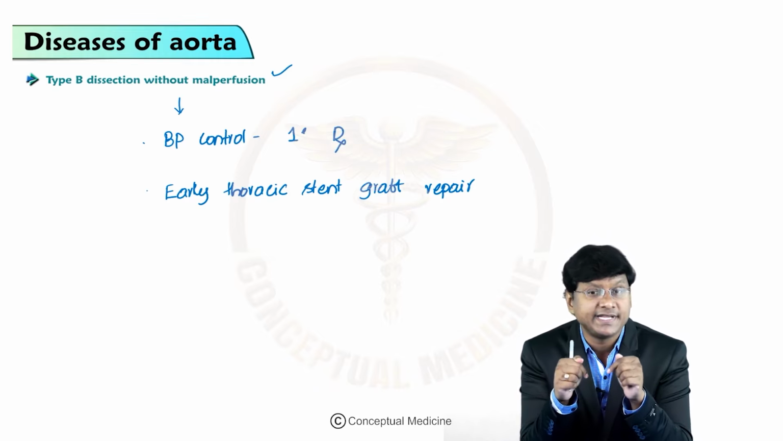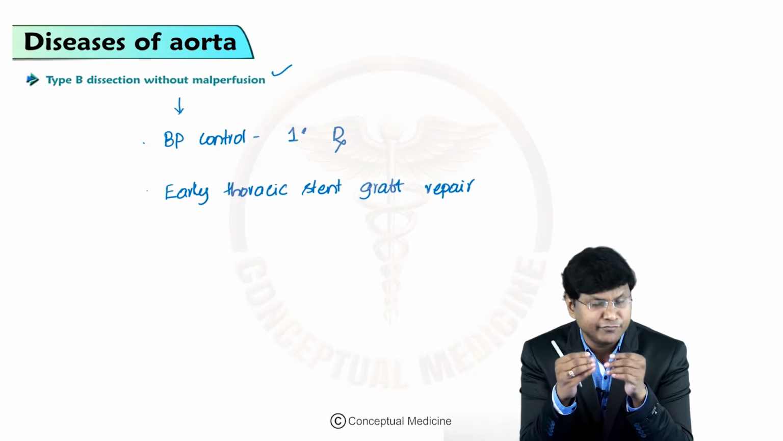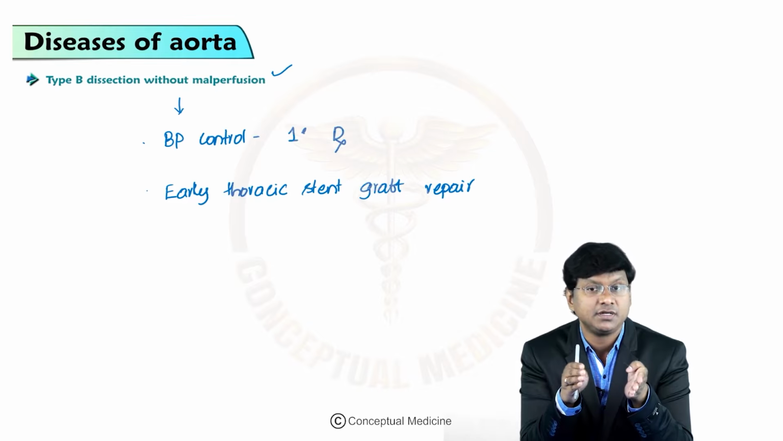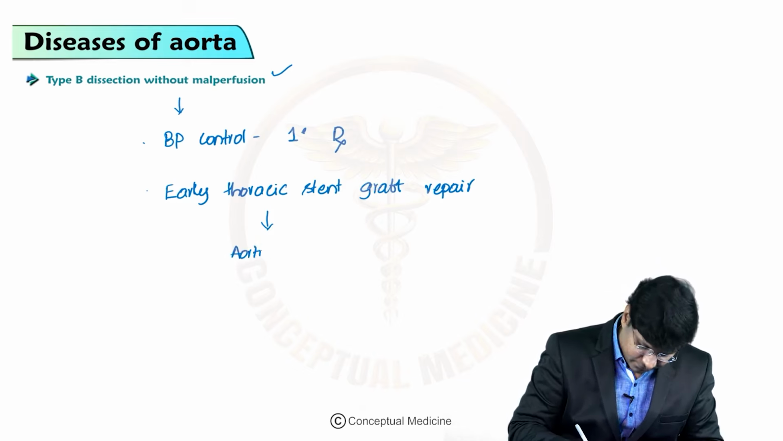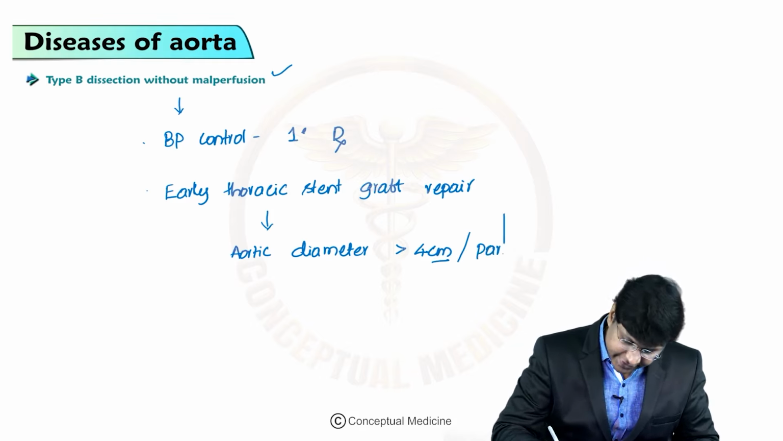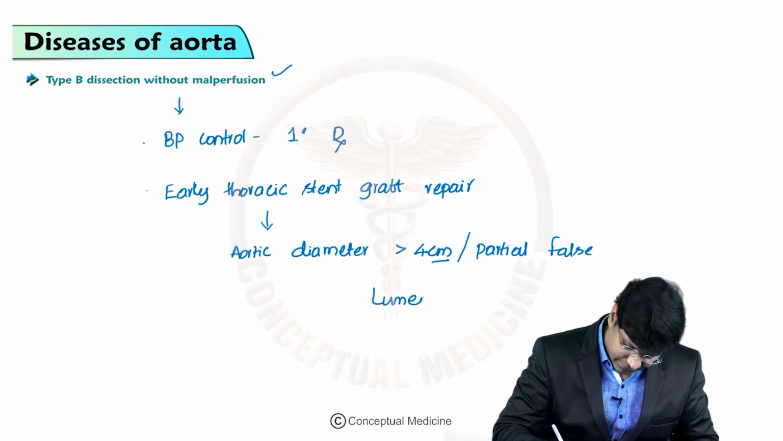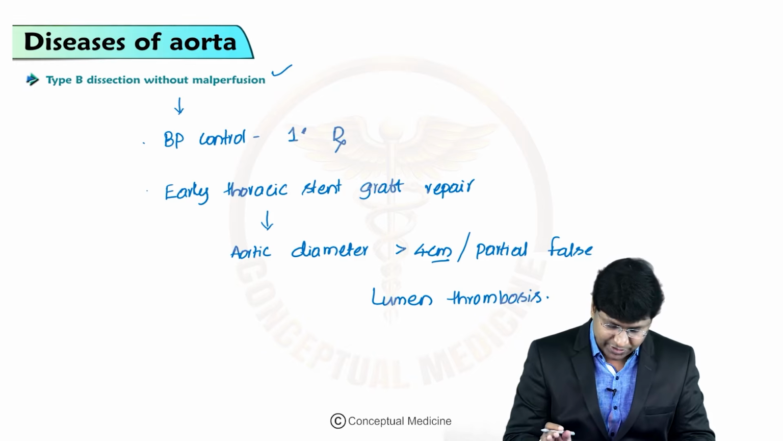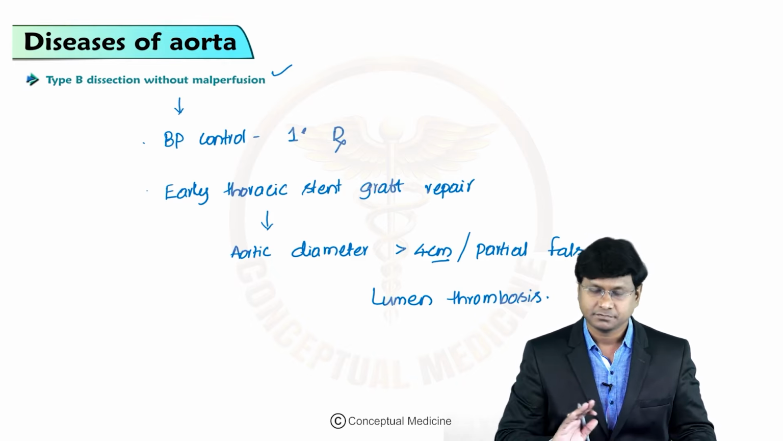Particularly you have to do this thoracic stent graft repair in scenarios where the aortic diameter is greater than 4 centimeters or where there is partial false lumen thrombosis. Okay, so this has to be done in individuals where the aortic diameter is more than 4 centimeters or where there is partial false lumen thrombosis. So in that case, you need to do an early thoracic stent graft repair. So this is about type B dissection without malperfusion. So this completes the treatment.